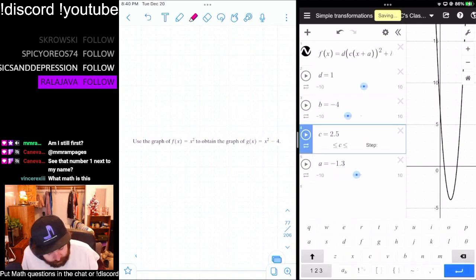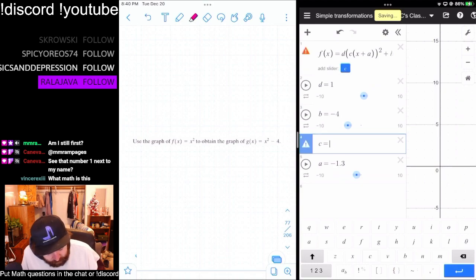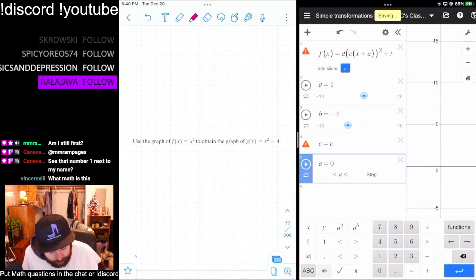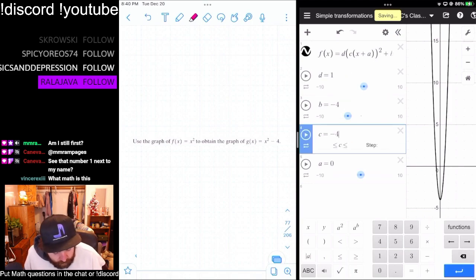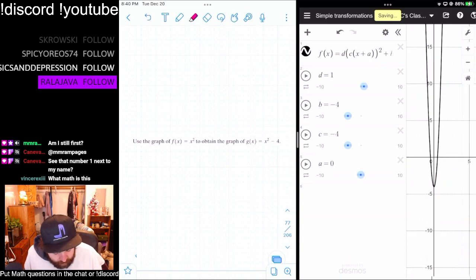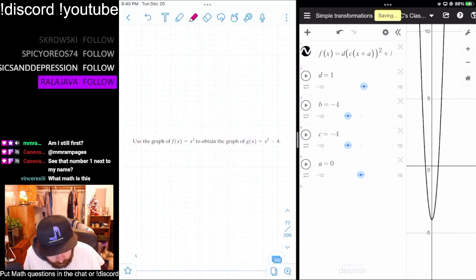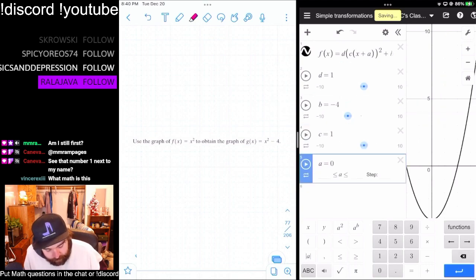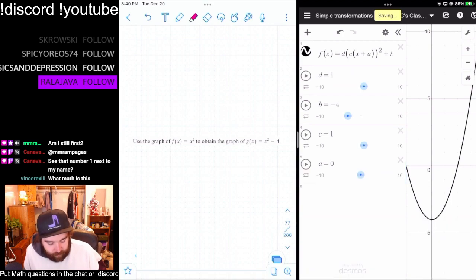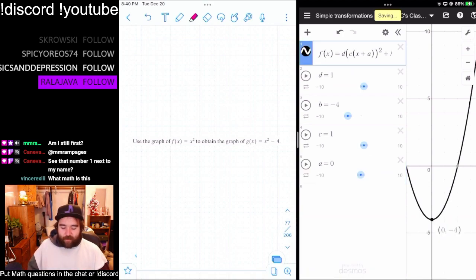I guess maybe we should reset some of these. So C should be 1 and D should be 1. And A, the number on the inside, should be 0. C should be, in this case, negative 4. You see it's just a plain parabola, just down 4. No, C shouldn't be negative 4. Come on, C should be 1. A should be 0. B should be negative 4. There you go. Just a parabola down 4.